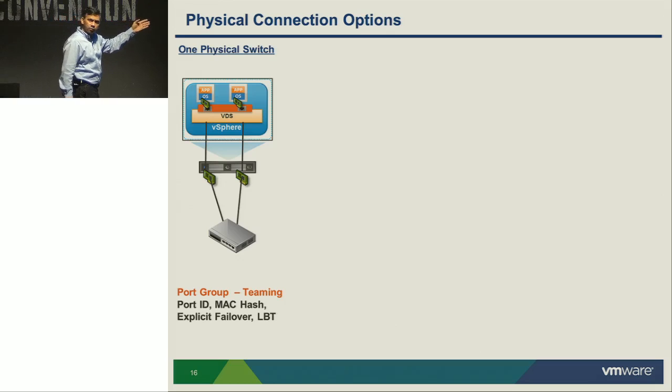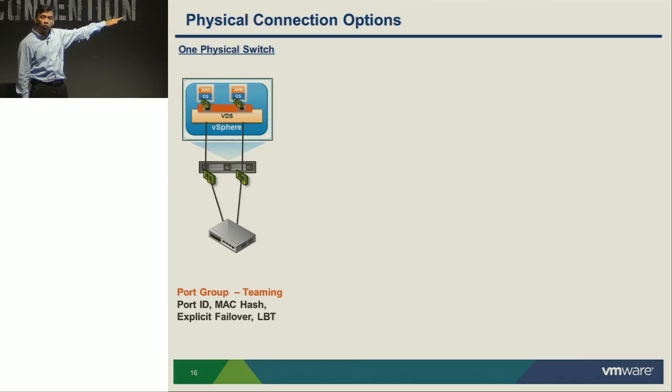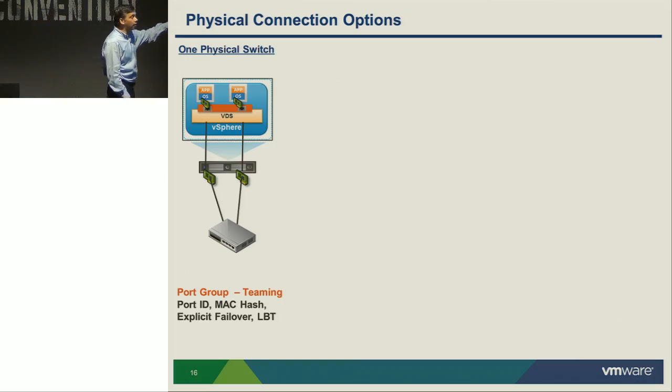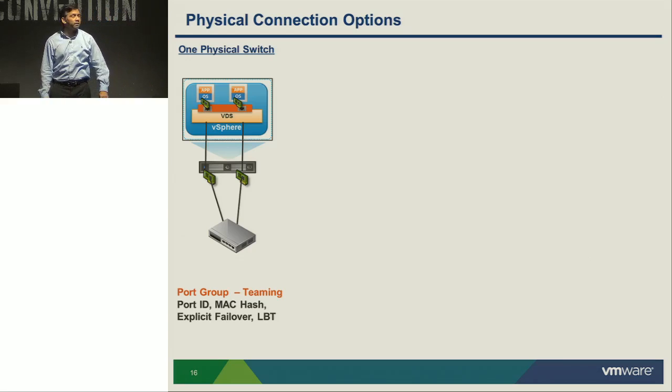choosing port ID hash, which is the default teaming algorithm. You also have the option to do MAC hash, explicit failover, and load-based teaming. Remember, there is no LACP here because you are directly connecting these two uplinks to the physical switch. The problem with this design is this is a single point of failure, because if your physical switch goes down, your VMs lose connectivity. So this is not a good design.